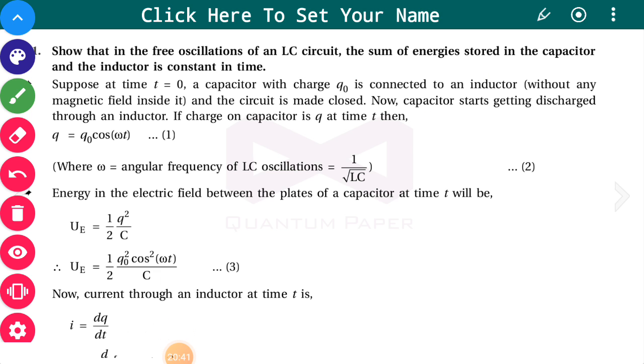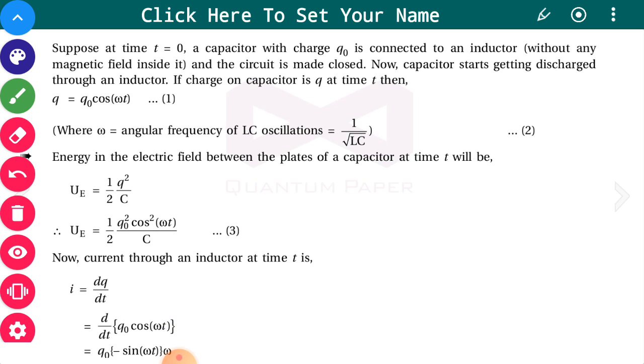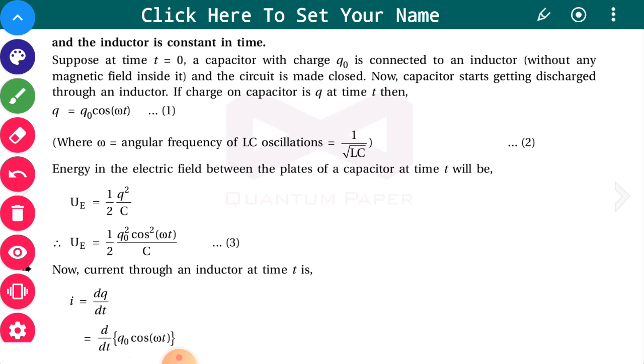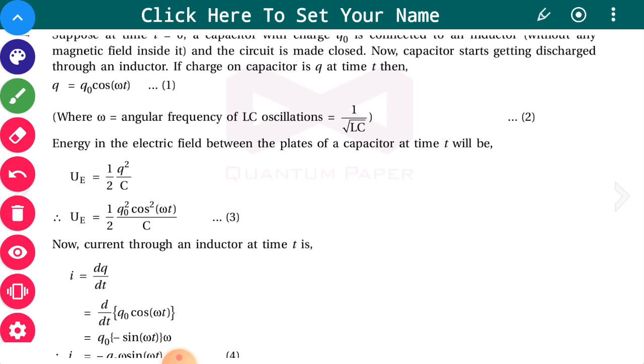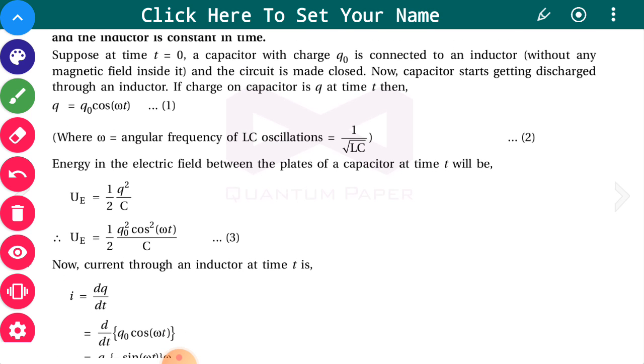Now 11th one: show that in the free oscillations of an LC circuit, the sum of energy stored in the capacitor and the inductor is constant in time. Okay, now see, suppose at time t equals 0 the capacitor has charge Q0, so total charge is with the capacitor. It is connected to the inductor without any magnetic field inside. First of all, the inductor is not having any magnetic field and the circuit is made closed.